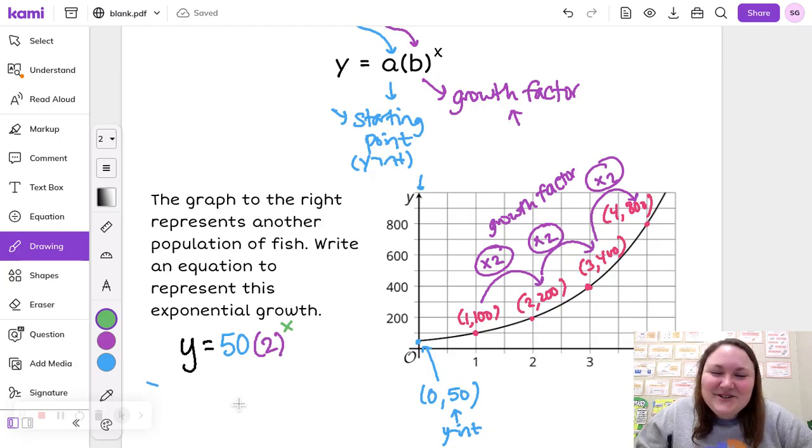In today's lesson, we're going to do problems similar to this, where we are writing equations from graphs and also graphing from the equations.